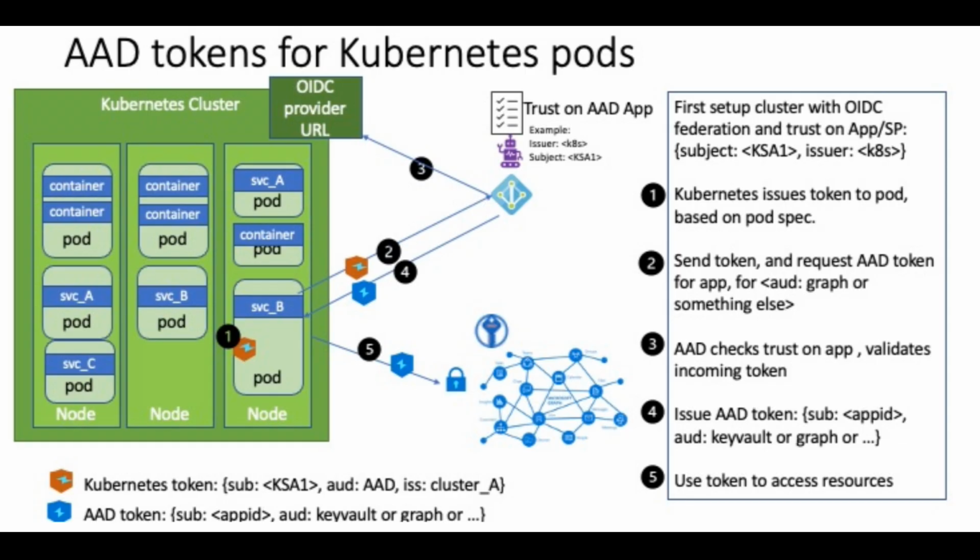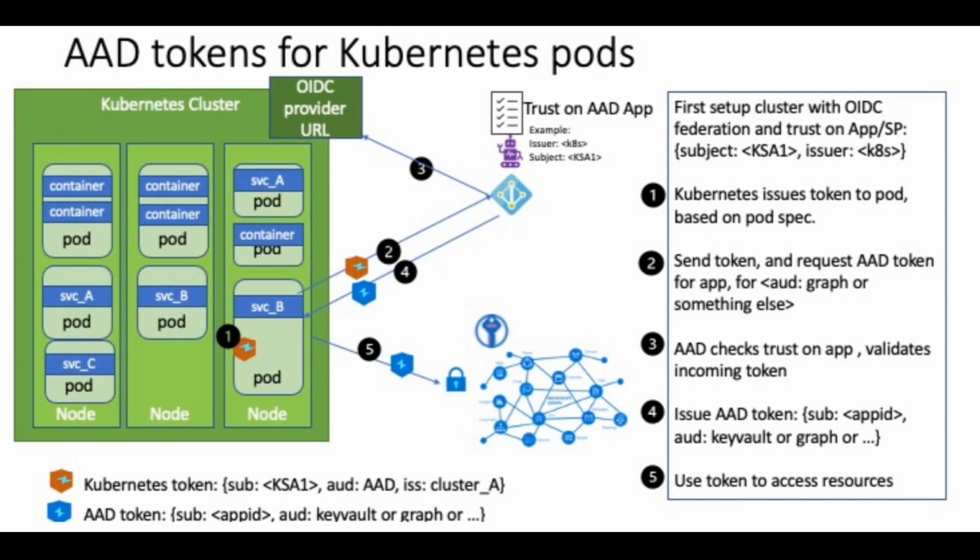When your pod starts, Kubernetes injects a service account token. This token is a JWT signed by the Kubernetes API server. Your application code uses this token to request an Entra ID access token via a token exchange. It essentially says, "Here's my Kubernetes identity token. Please give me an Azure identity token."